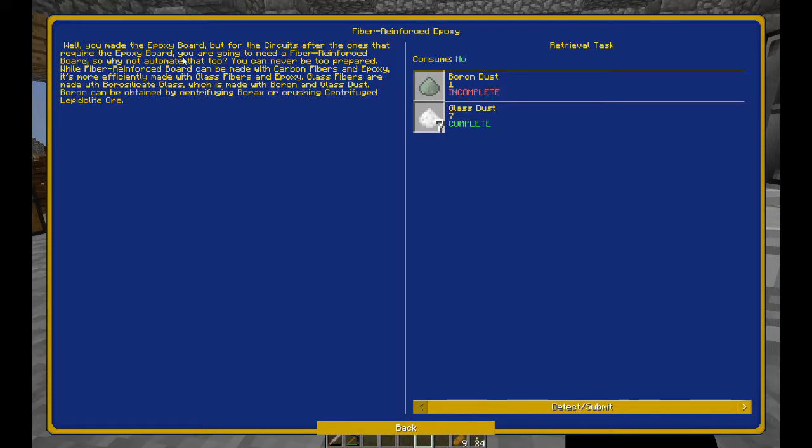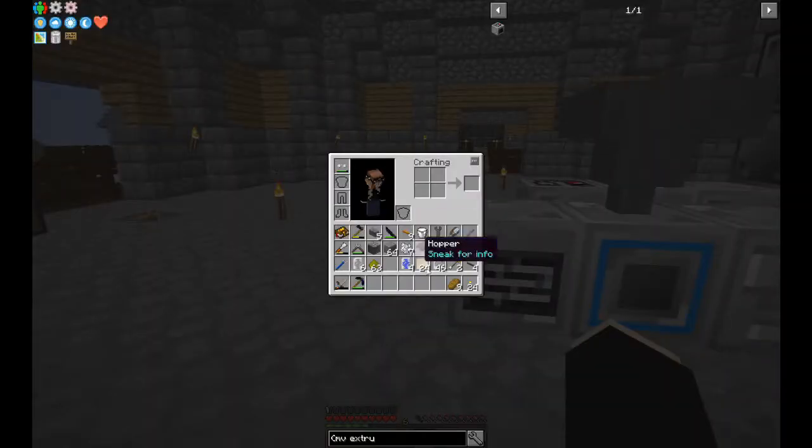Well, you made the epoxy board, but for the circuits after the ones that require epoxy board, you're going to need a fiber reinforced board. So why not automate that too? You can have already 2 prepared. While fiber reinforced board can be made with carbon fibers and epoxy, it's more efficiently made with glass fibers and epoxy. Glass fibers are made with borosilicate glass, which is made with boron and glass dust. Boron can be obtained by centrifuging borax and or crushing centrifuge lepidolite ore.